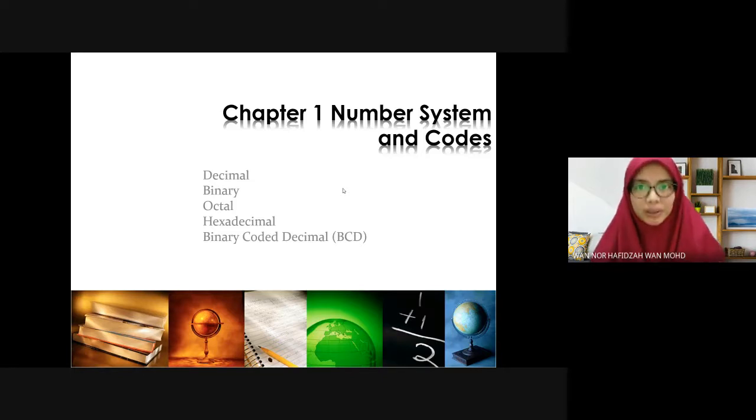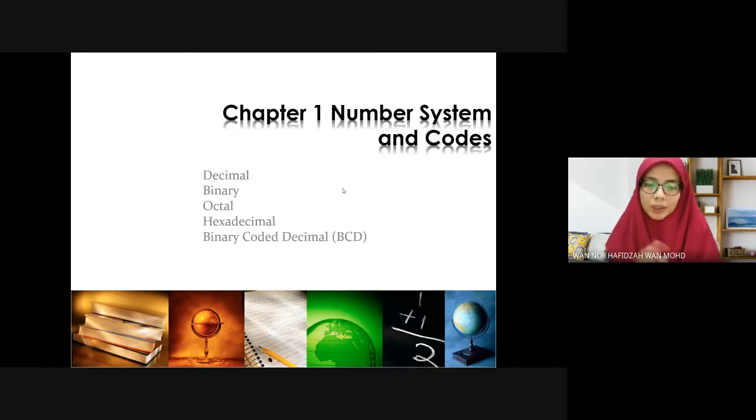So remember that each of these numbering systems starts from 0. If you count 8, it means starting from 0: 0, 1, 2, 3, 4, 5, 6, 7. So you have 8 numbers. Same goes to decimal. You have 10 numbers, starting from 0 until 9. Okay, what about hexadecimal?